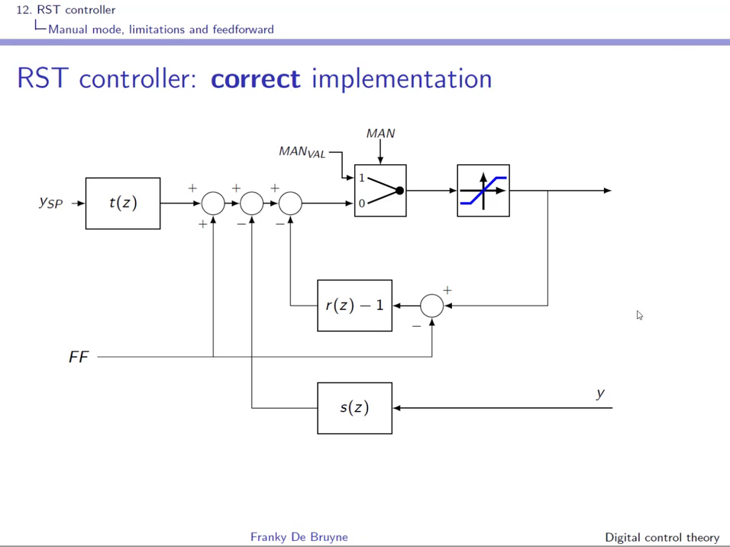Notice that the reason why this implementation will not lead to integral windup in the presence of manual mode and saturation is because what is actually implemented or applied to the process is also what returns to the controller in this feedback path. So it's impossible to have integral windup.